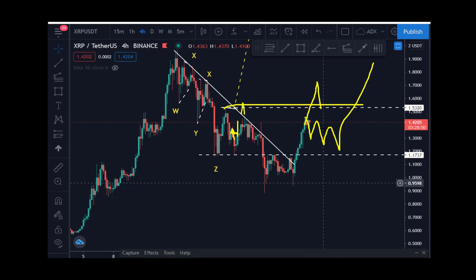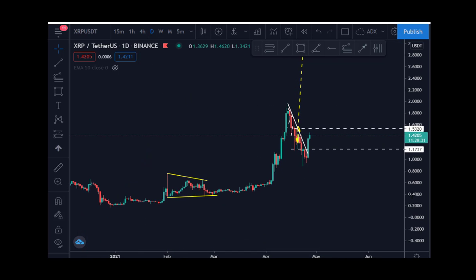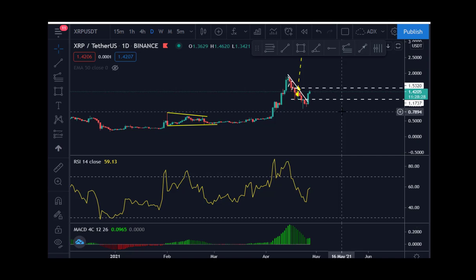So it might come up here, correct, and there we go. So two things. Wait for this correction before you join on Ripple. Everything is just looking bullish. Now on the daily, Ripple is very, very strong.